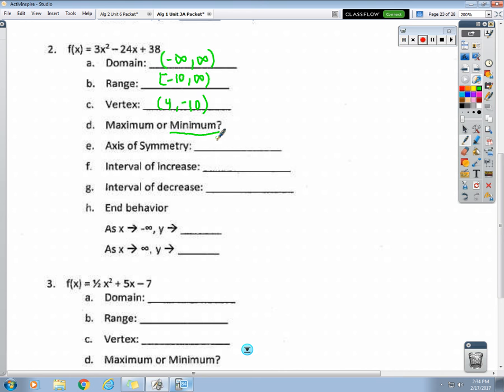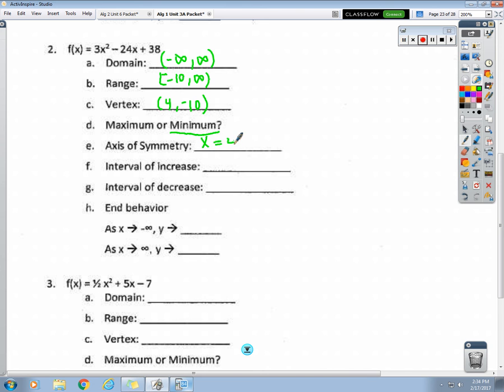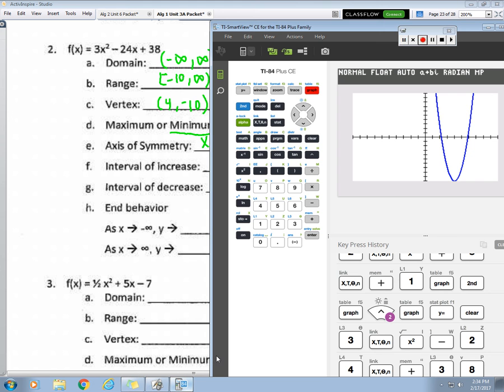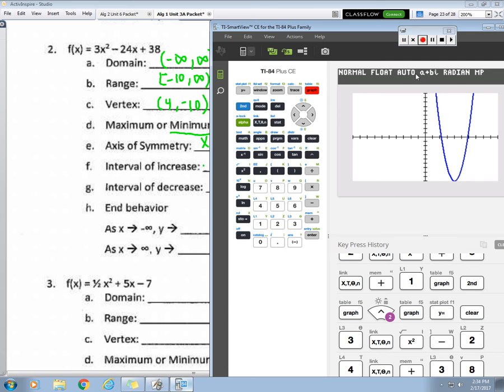It opens up. Where would the axis of symmetry be? X equals 4. Interval of increase. Which side of the parabola is increasing, the left or the right? So it started increasing at the vertex, which was x equals 4. And then it increased forever. So the increase is 4 to infinity. So that means the decrease was negative infinity to 4.